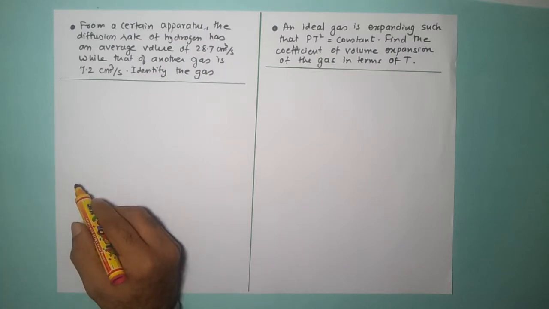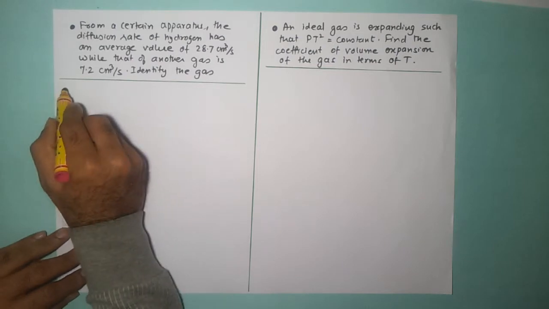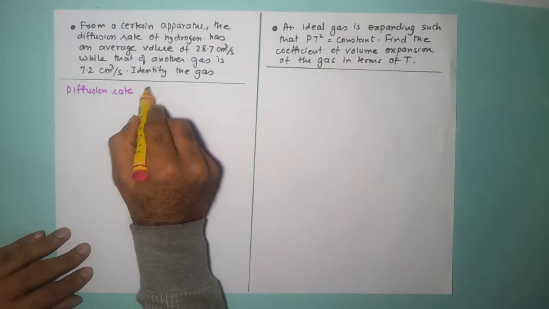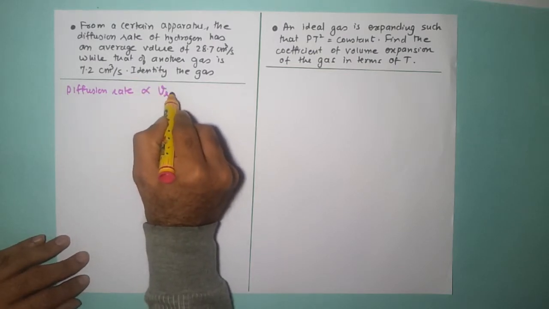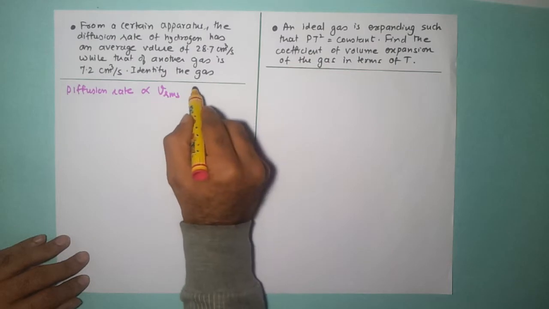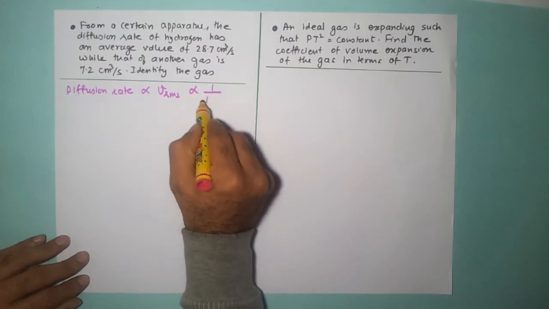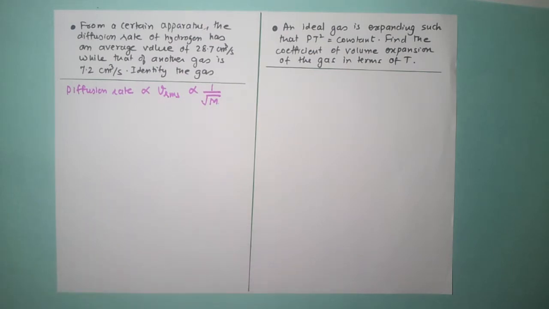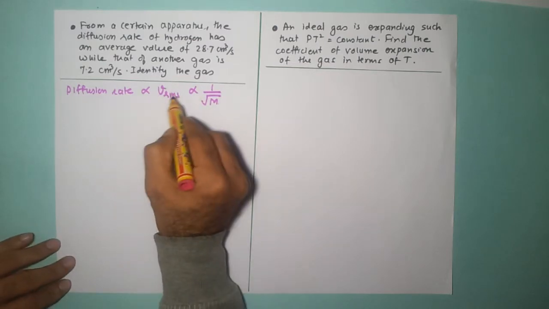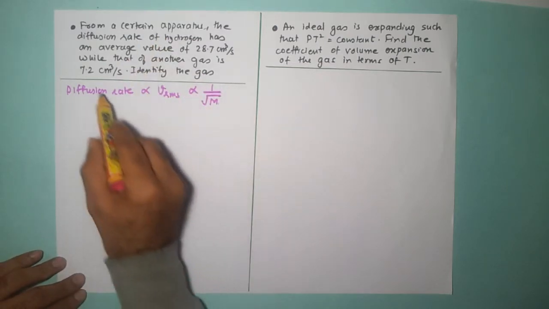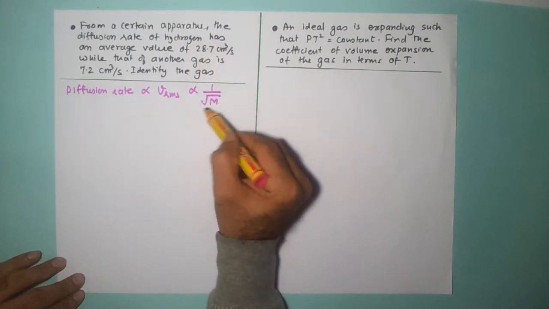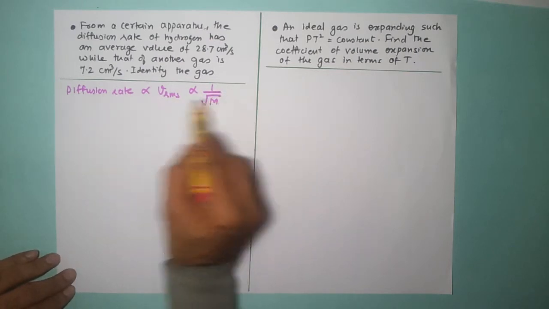Now when we discussed kinetic theory of gas, we found out that the diffusion rate of a gas is proportional to VRMS, and that in turn is proportional to 1 upon square root of molecular weight. So this was the equation that we discussed when we were discussing kinetic theory of gas. Now in this case we have no idea about VRMS, that's not given. We have some idea about diffusion rate, and since we know one of the gases, hydrogen, whose molecular weight is 2, I know diffusion rate and molecular weight. So I'll use this equation.